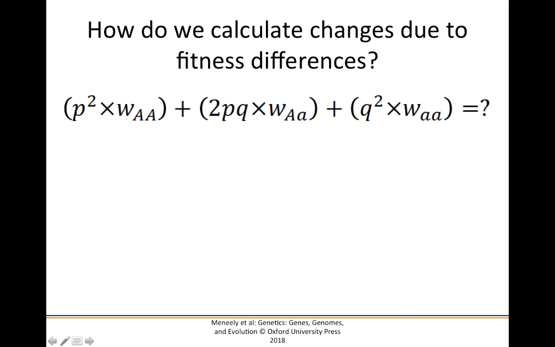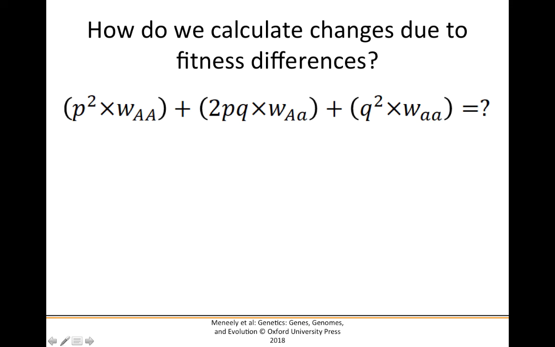But if we then have fitness consequences, W's are fitnesses, and these are all relative fitnesses, such that we have the fitness of the homozygous dominant, the fitness of the heterozygote, and the fitness of the homozygous recessive, multiplied times the number of those individuals possessing those genotypes. That then gives us how many of the individuals possessing these genotypes we would expect to find in the next population based on what their fitness of those different genotypes is.